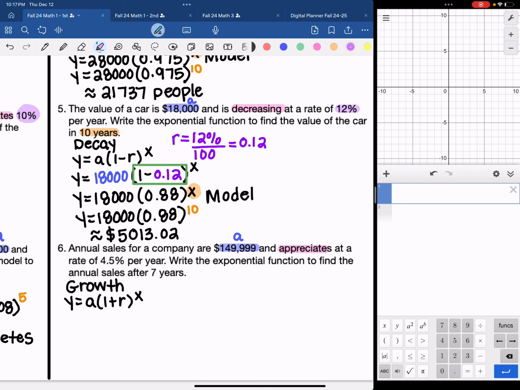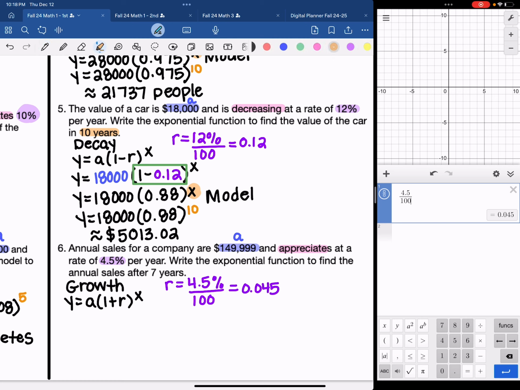All right, so it tells us that the rate of increase is 4.5% per year. So my rate is going to be 4.5%, but we're going to divide that by 100 because we can't use it as a percentage. We've got to convert it into a decimal. So I'm going to say 4.5 divided by 100, and we get 0.045. That's what we're going to substitute into our equation.